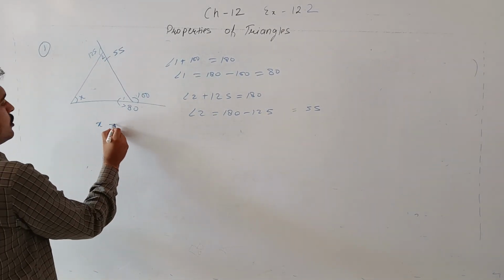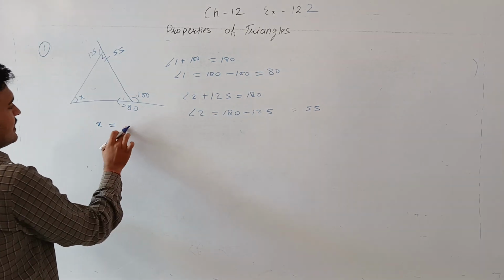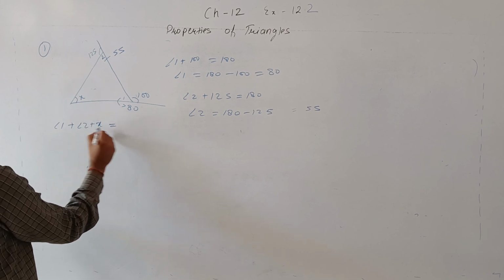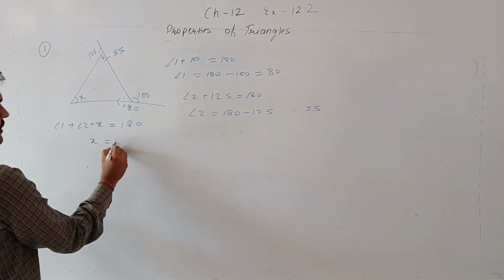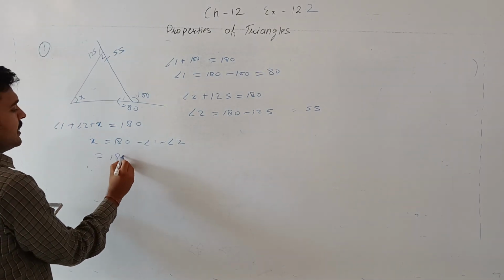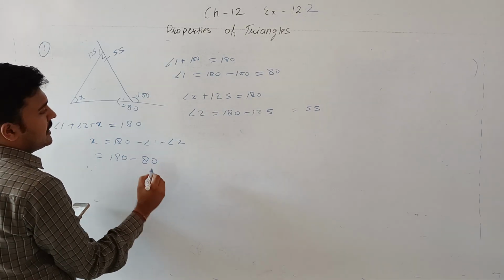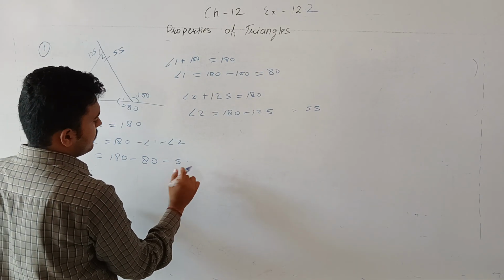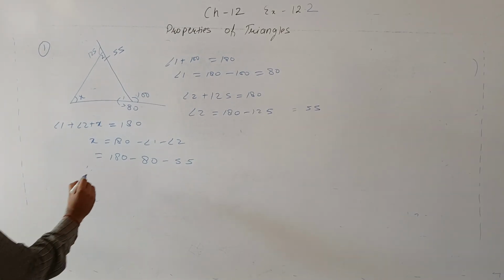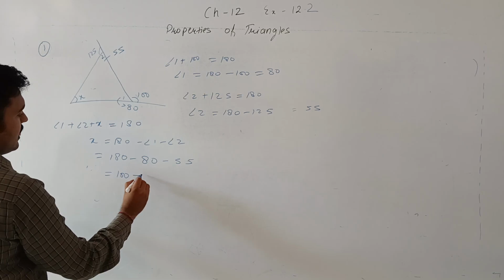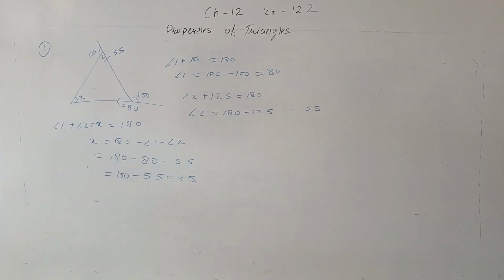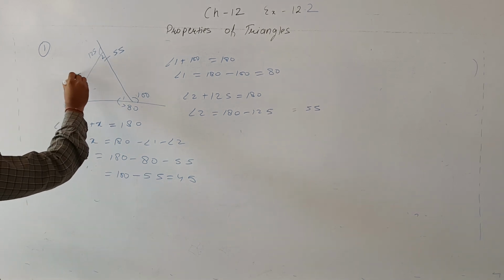Therefore, as the sum of all the angles is 180, angle 1 plus angle 2 plus x is 180. So x is equal to 180 minus angle 1 minus angle 2, which is 180 minus 80 minus 55. So 100 minus 55 comes out to be 45. Therefore angle x is equal to 45.